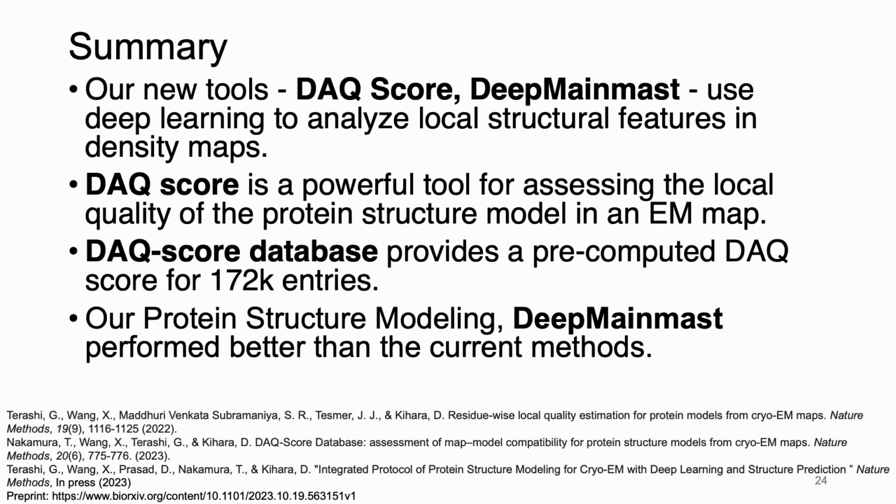Currently there are 172,000 models, but last week we updated the entries, so maybe we have more now. So you can search the structures. I also briefly demonstrated the algorithm of DeepMainmast: it uses deep learning, path tracing, and can also consider AlphaFold2 models. Currently it performs better than existing methods. All data are published in Nature Methods and bioRxiv. Please access the website.